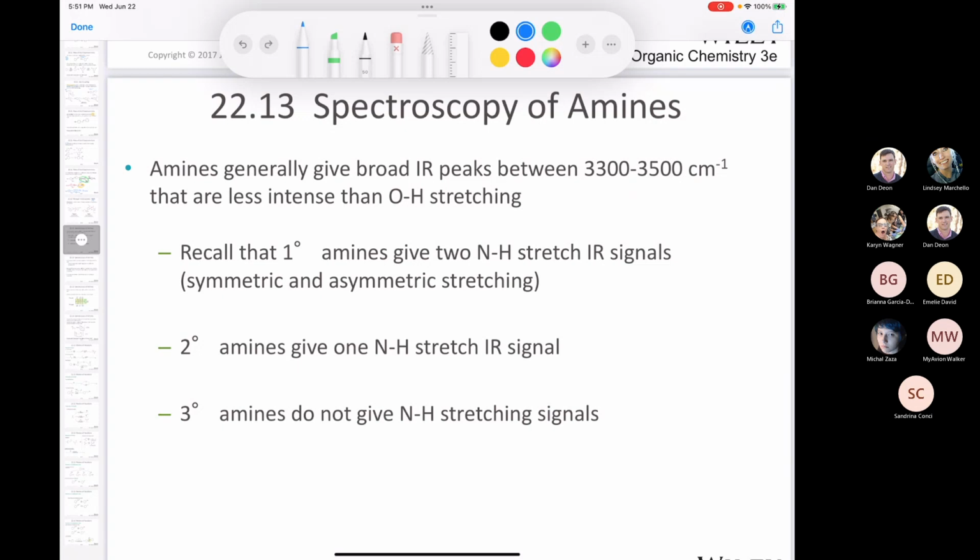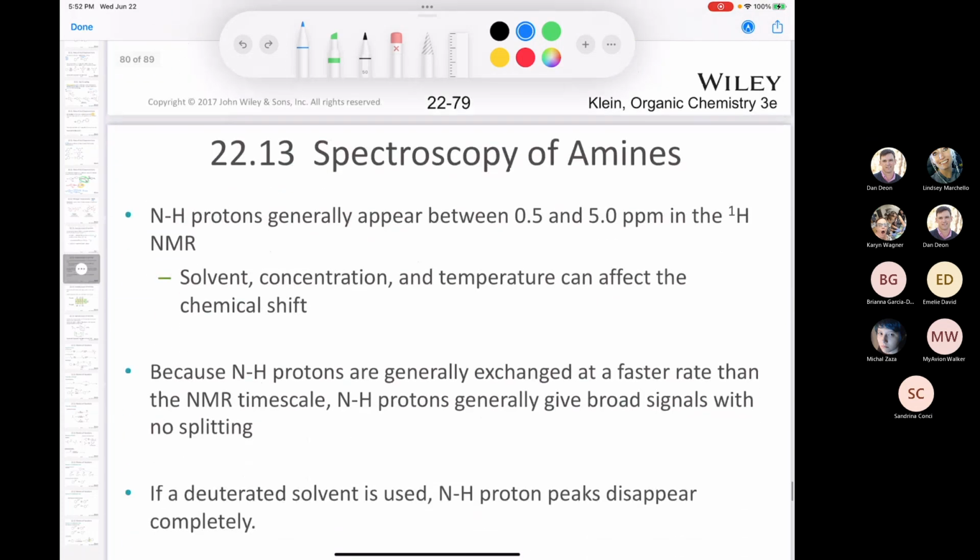and that a secondary amine only gives you one broad signal, whereas a primary amine gives you 2. So it kind of looks like this, right? And they are for asymmetric and symmetric stretching. Again, that's something that we cover in detail in Organic Chemistry 1. Of course, a tertiary amine will not give you a nitrogen-hydrogen stretching signal, so nothing to worry about there.